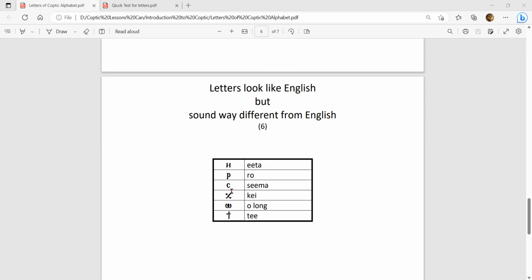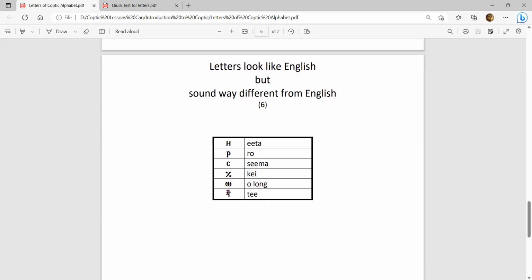That which looks like a C is sima, because we say in English it's a C, but it can be pronounced as K. We say cut, pure, besides being a C. That which looks like an X is called a K. And that which looks like a W is an omega, O long, omega. Mega is Greek, of course, meaning big.